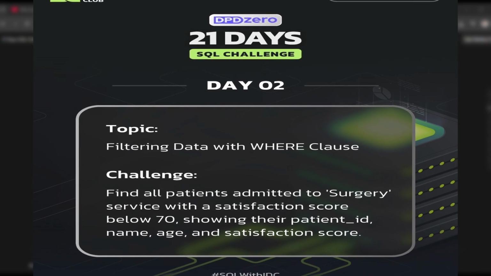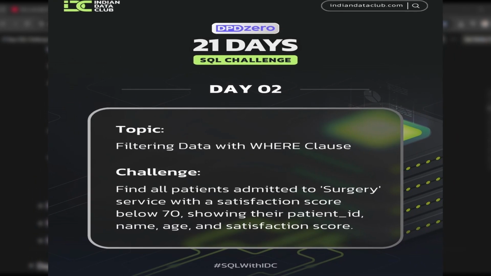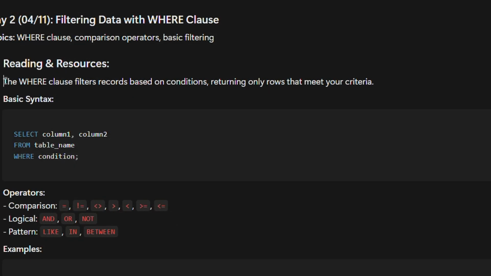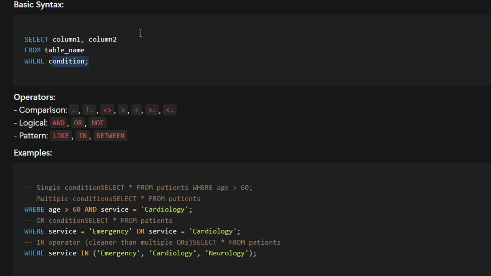So now in this video, we are going to do the second day of the 21-day SQL challenge. Today's task is the WHERE clause, which filters records based on a condition, returning only rows that meet your criteria. Basically, SELECT column 1, column 2 FROM table name, and the WHERE condition comes after the table name.